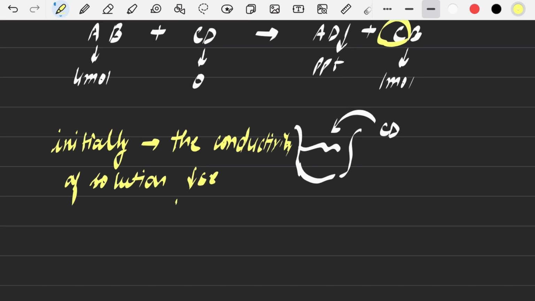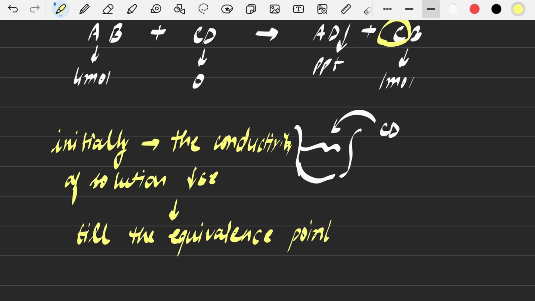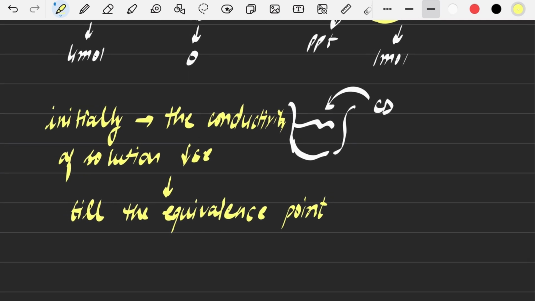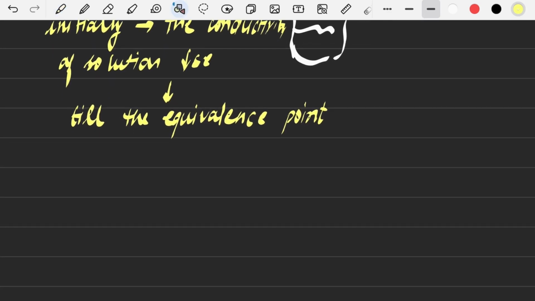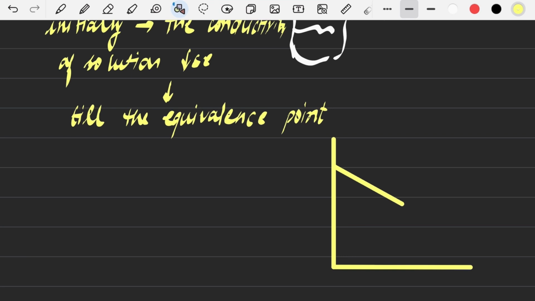But up to when will it be reducing? You will say, sir, till the equivalence point is reached. It will be decreasing the conductivity till the equivalence point is reached. And based on the same data, if I try to draw the graphical representation, I can say directly, it is my conductance and it is my volume added, so initially the conductivity will start reducing like this.